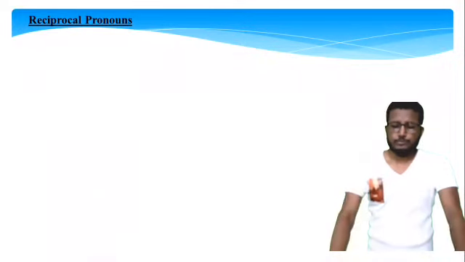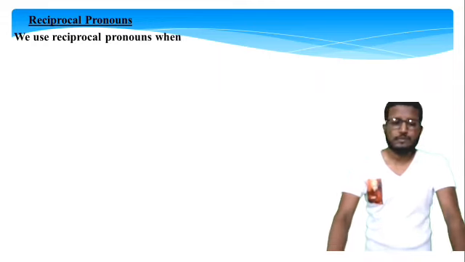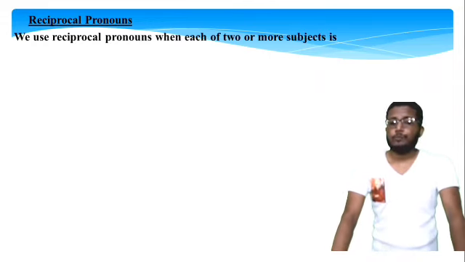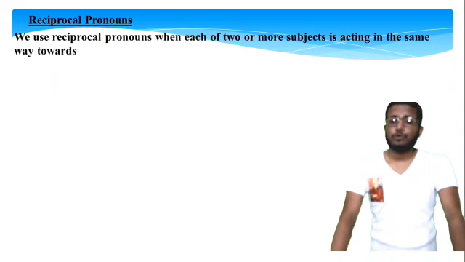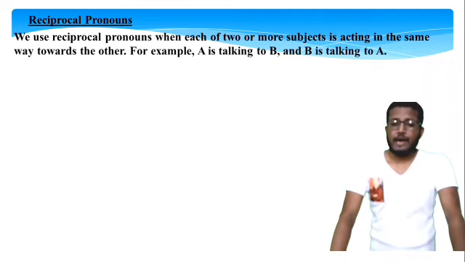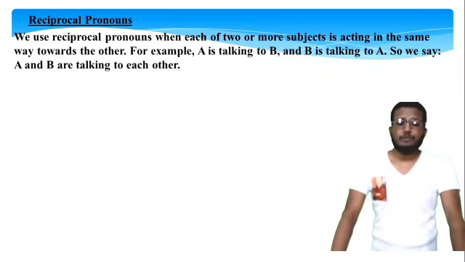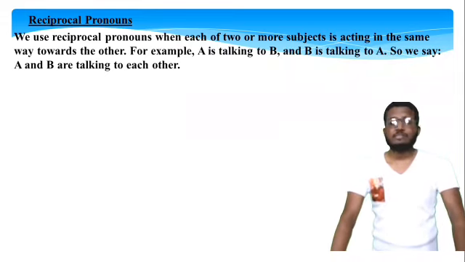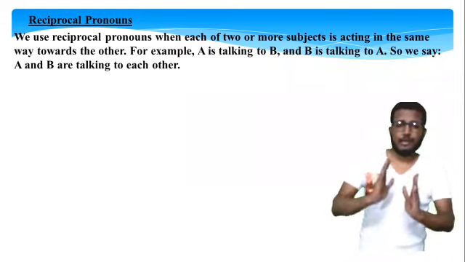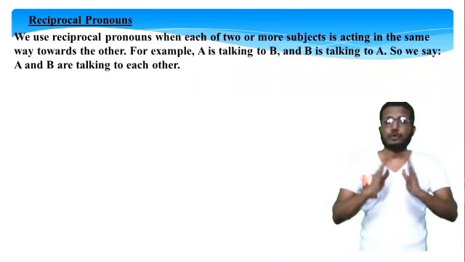And after distributive pronouns, reciprocal pronouns. Reciprocal pronouns are very interesting. We use reciprocal pronouns when each of 2 or more subjects is acting in the same way towards the other. For example, A is talking to B and B is talking to A. So when 2 persons, A and B, are talking to each other, this is reciprocal, that means vice versa. A is talking to B and B is talking to A. That means A and B are talking to each other.